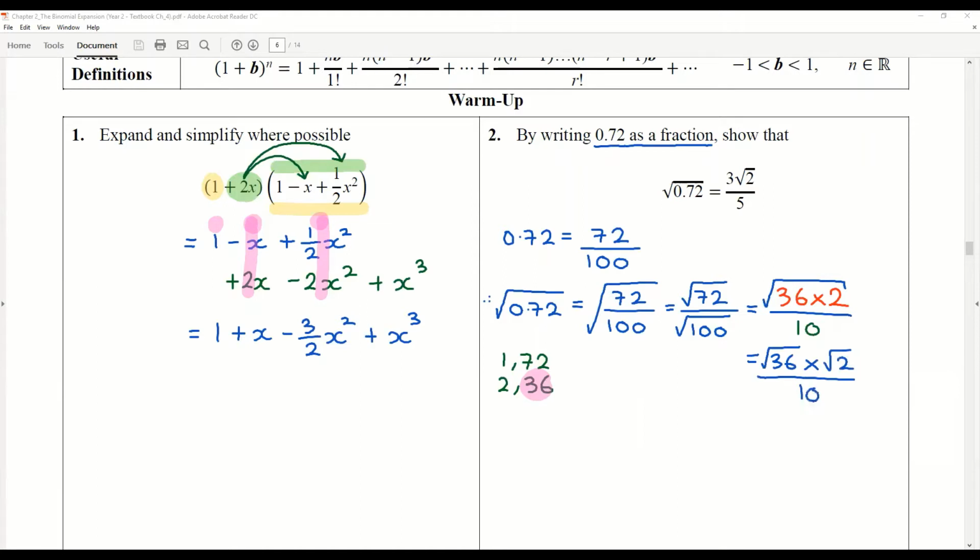over 10. Okay, and it's quite easy now. So this is going to be 6 root 2 over 10. And obviously the 6 and 10 have common factors of 2. So this is going to be 3 root 2 over 5. Okay, great. So that's that one done.